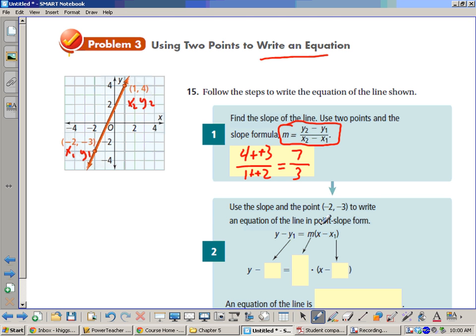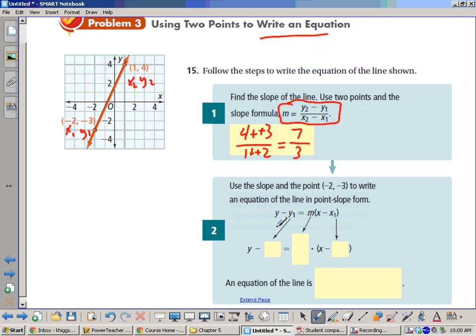So we can come down here and now use 7/3 as the slope. Okay. So let's go over here to our point. x1, y1 is what we used over here. So this is our x1 and our y1 that we would substitute into here. So we're going to have -2 and -3 substituted in. So our equation is y plus 3, minus a negative is plus, equals 7/3 times x plus 2, because minus a negative. So there's the equation in point-slope form.